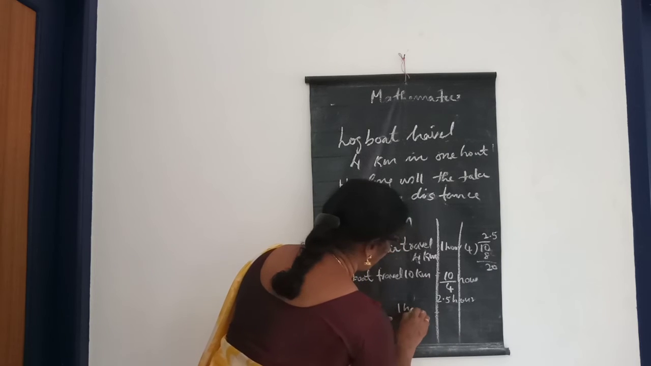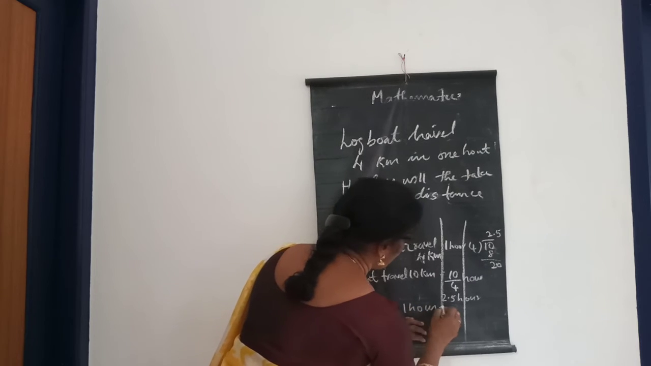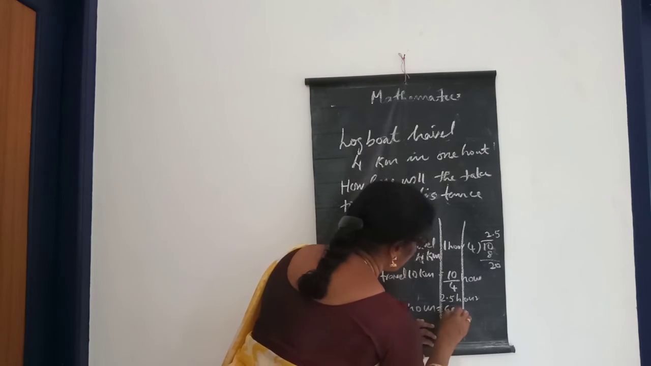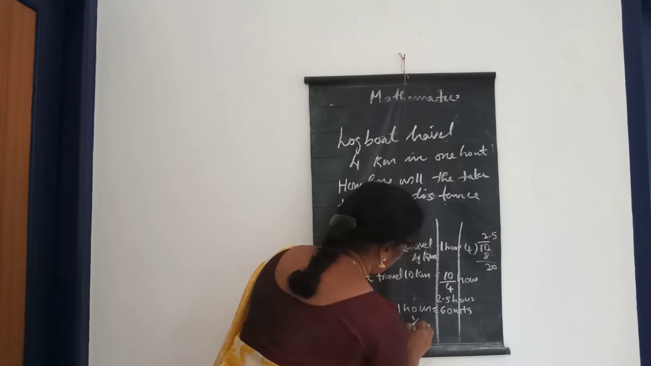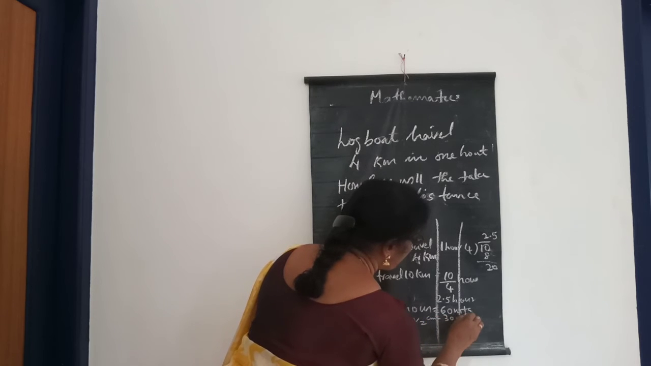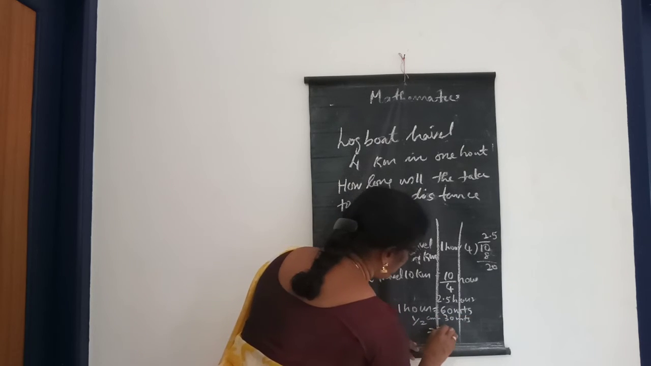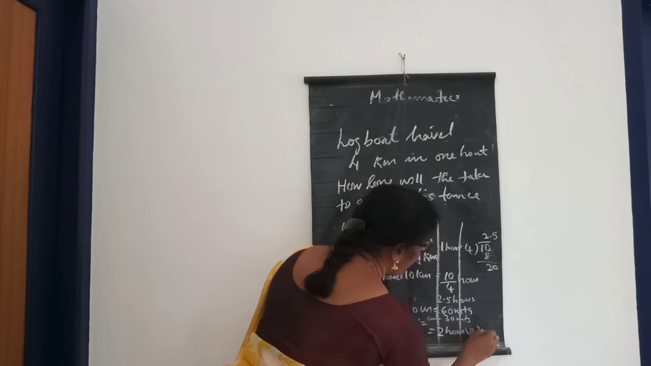1 hour is equal to 60 minutes. Then 0.5, that is half an hour, is equal to 30 minutes. So 2 hours and 30 minutes.